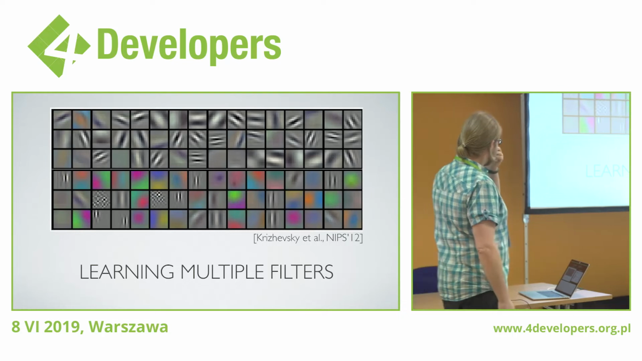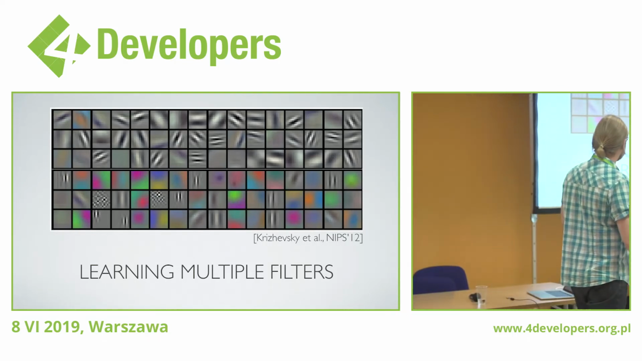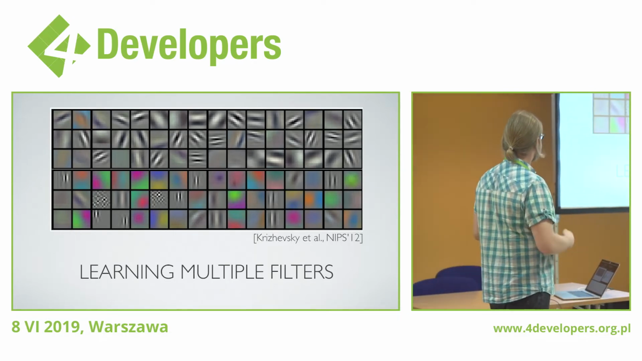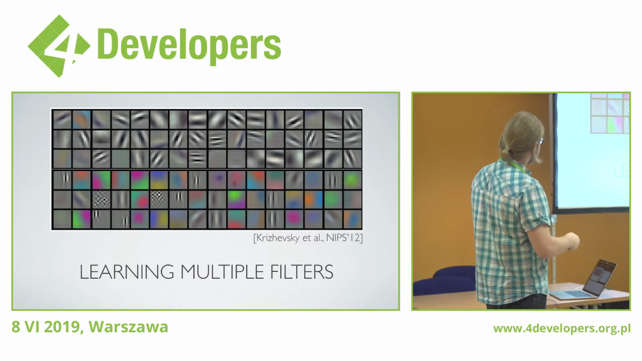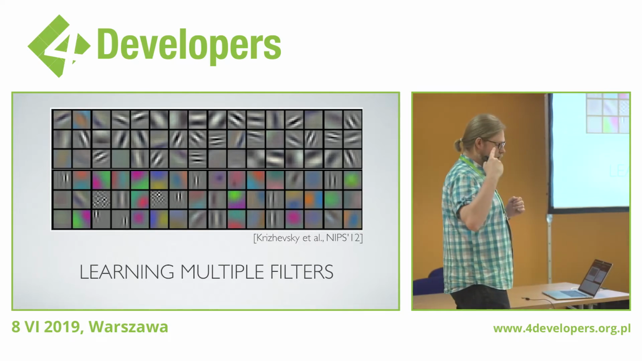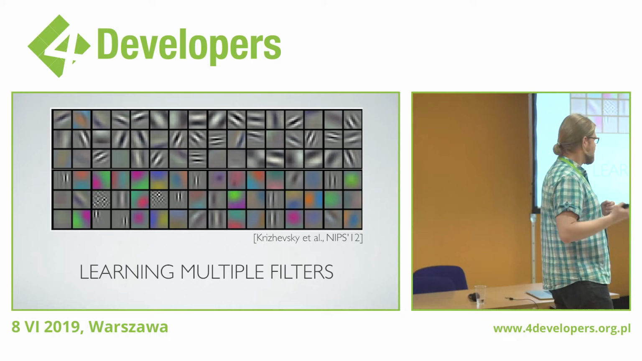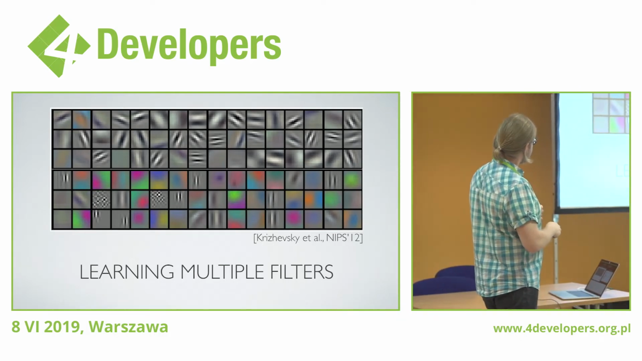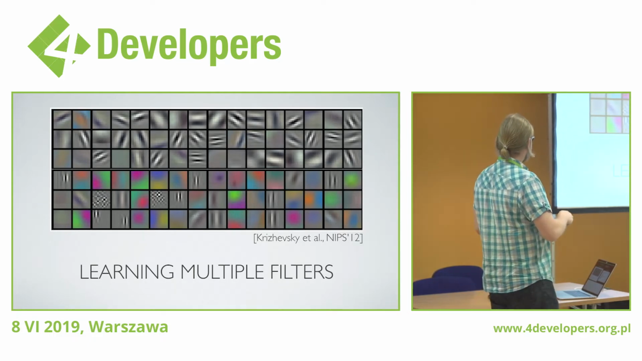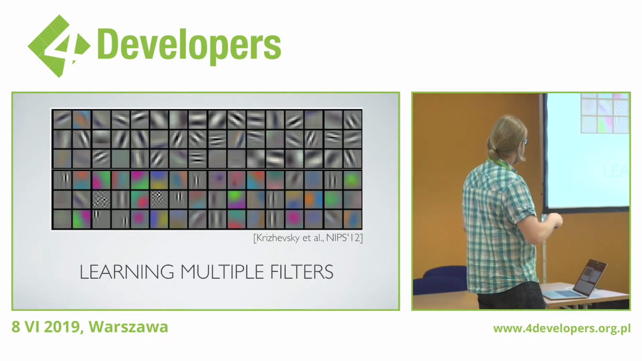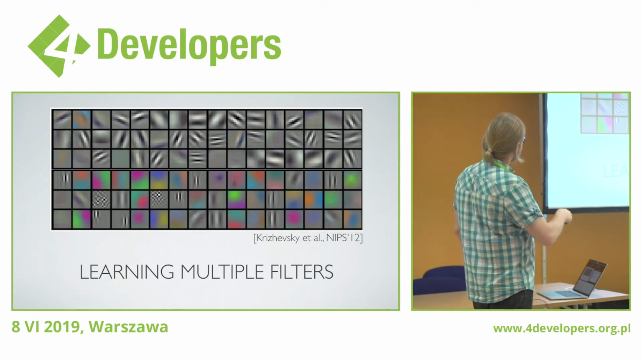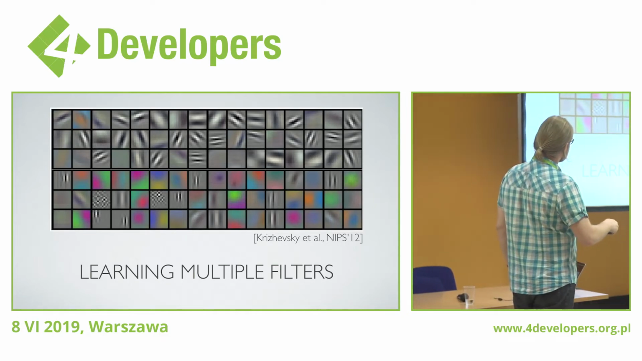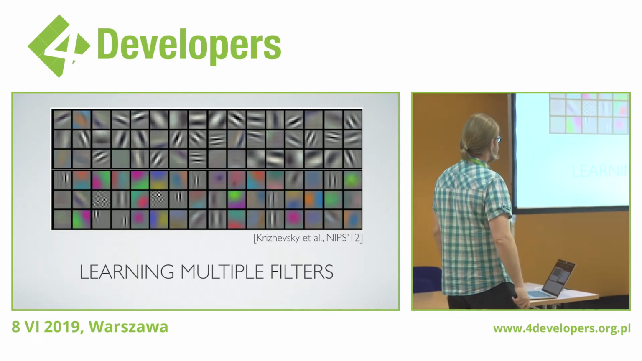This is actually a picture from a publication from 2012, the famous AlexNet publication. And these are the filters that the network learned by looking at a large set of images. And you can clearly see that it learned something like the Sobel filter in multiple orientations. So something that detects edges oriented this way, something that detects edges oriented this way, something that detects horizontal edges, another one for detecting vertical edges, and so on and so on.